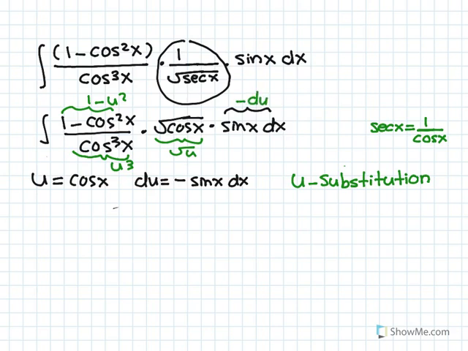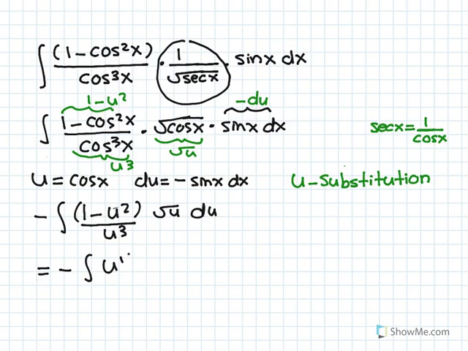I'll put the minus outside, it will be easier to do. We get 1 minus u squared divided by u cubed. Root of cos x, that's root of u, times sine x dx, that's going to be minus du, and we have the minus in front of the integral. So let's simplify this. Let's multiply root u by 1 minus u squared, and we're going to get minus the integral of u to the 1/2 minus u to the power of 2.5 divided by u cubed du.